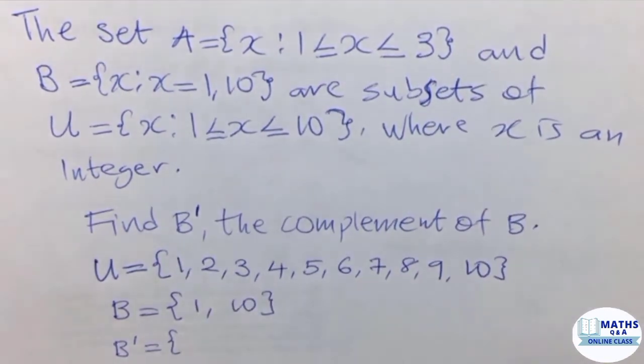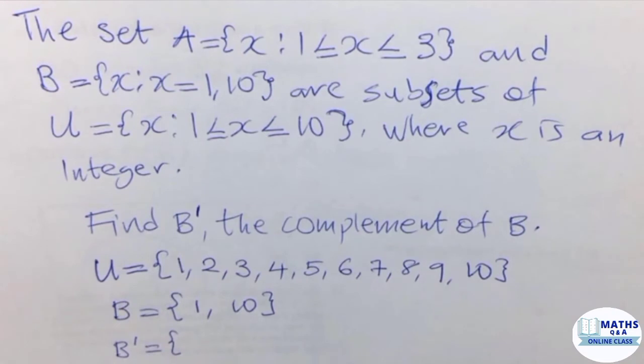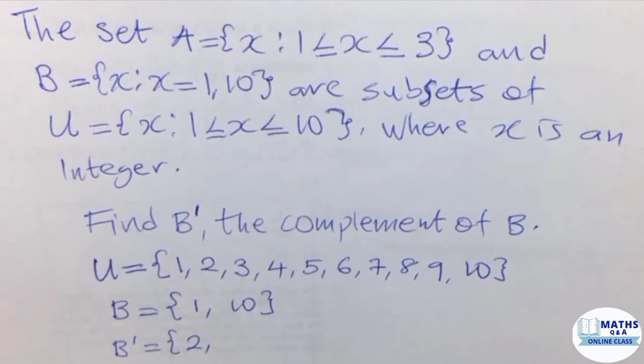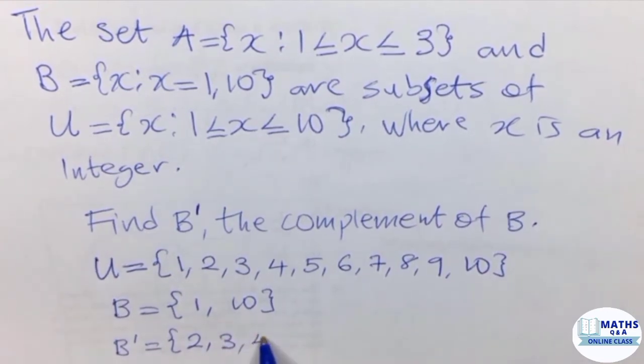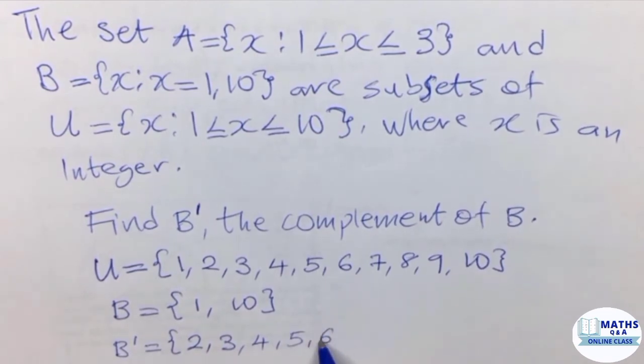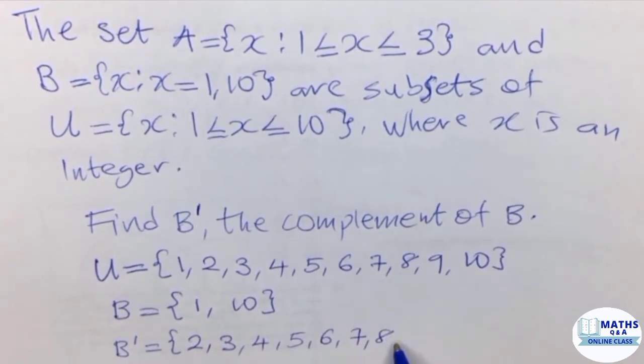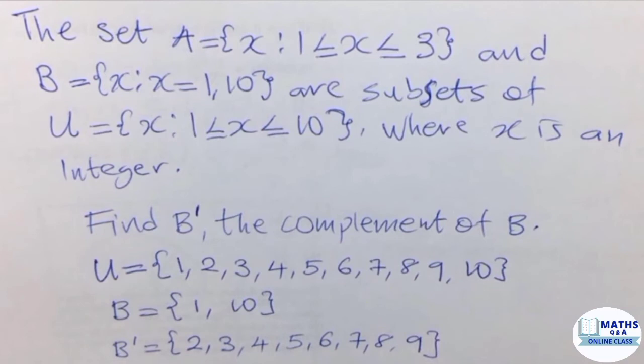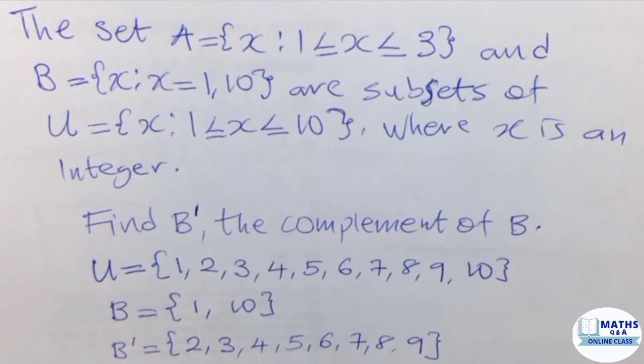1 is in the universal set, also in the set B, so that cannot be part of the complement. Now 2 is in the universal set, not in the set B. The same way 3, 4, 5, 6, 7, 8, and then 9 are all elements in the universal set, but all these elements cannot be found in the set B. They can all be found in the universal set, but they cannot be found in the set B. So they will form the complement of the set B.